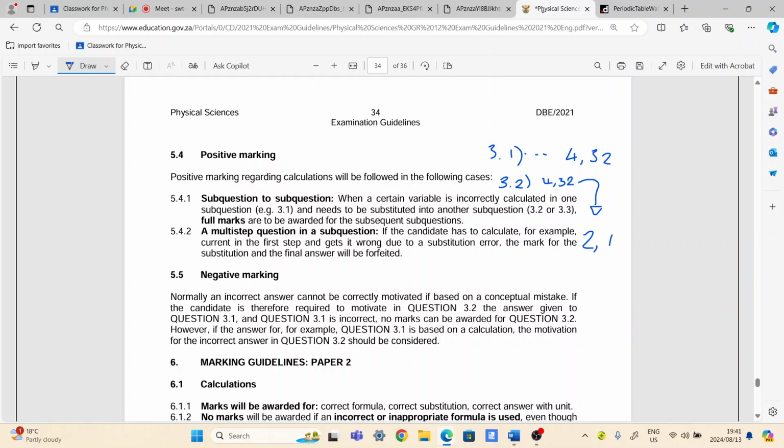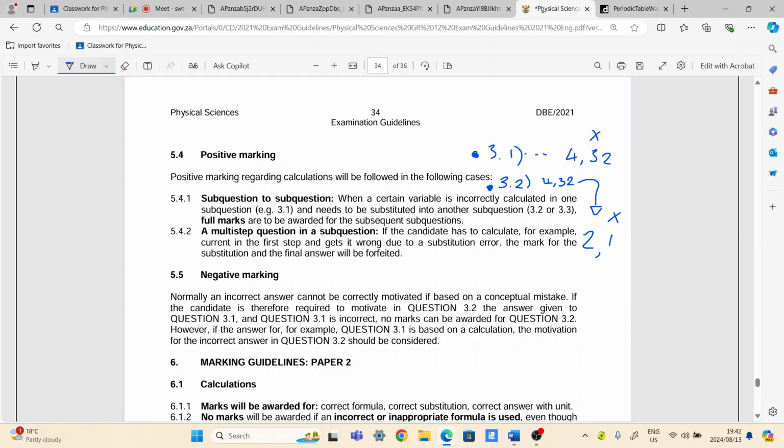This answer will obviously be correct. This answer 2.1 will always obviously be incorrect if the answer in 3.1 is incorrect, right? So this value will be incorrect. But because of positive marking, if you do not get the correct answer in 3.1, this value being substituted into 3.2, if you do the equation correctly, you can still get full marks for 3.2. Do you understand that?